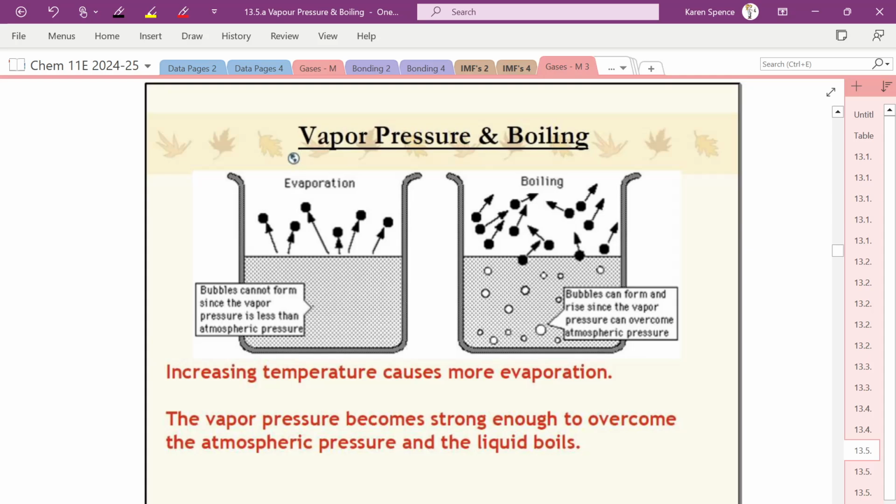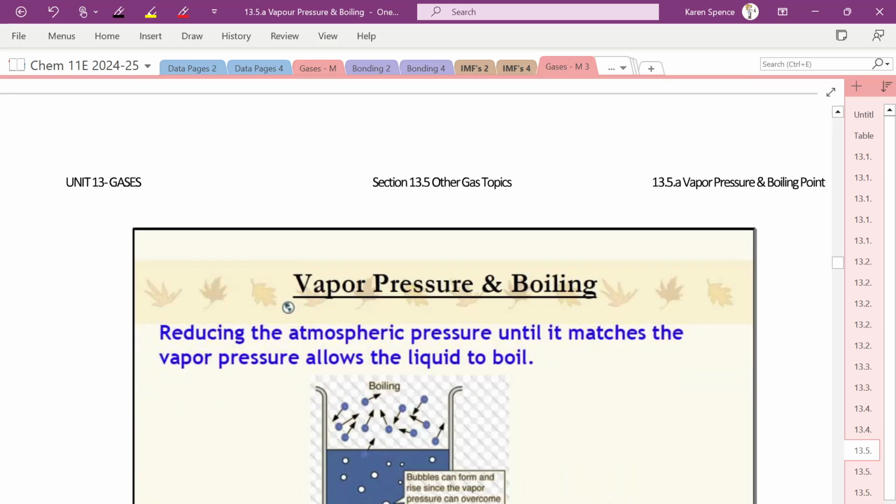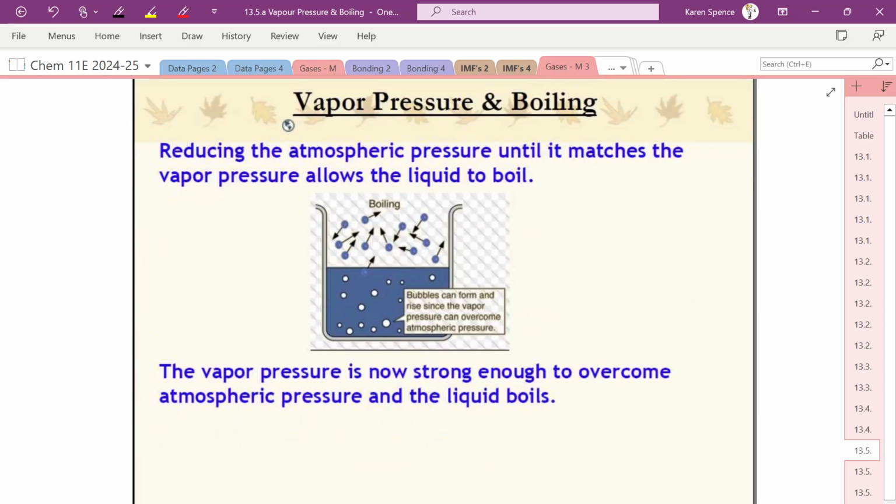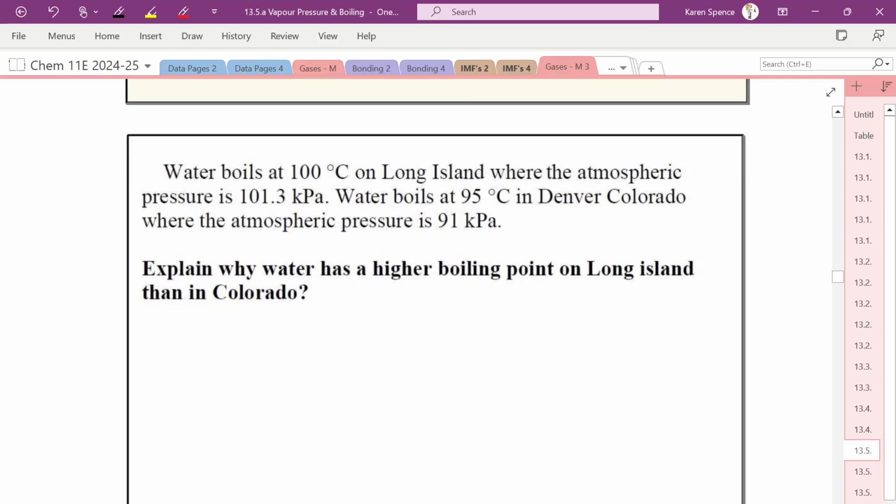Vapor pressure and boiling: evaporation and boiling both involve the escape of gas molecules from the liquid, but in evaporation you don't get the formation of bubbles. In boiling you do get the bubbles since the vapor pressure can overcome the atmospheric pressure. Reducing the atmospheric pressure until it matches the vapor pressure allows the liquid to boil. We just talked about that.